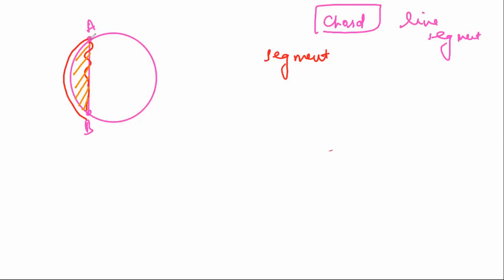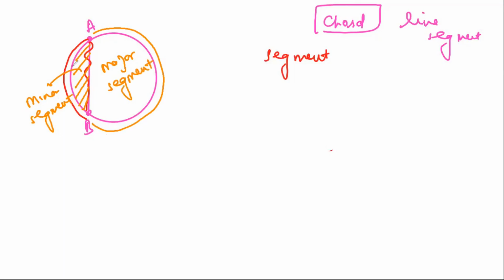Now you will say, ma'am, this is the chord AB and this is also an arc, so this is also a segment. Yes, this is also a segment. So what is the difference between the two segments? This area is called the minor segment and this area is called the major segment, right? The blue area is the major segment. Now, how do we prove this theorem?